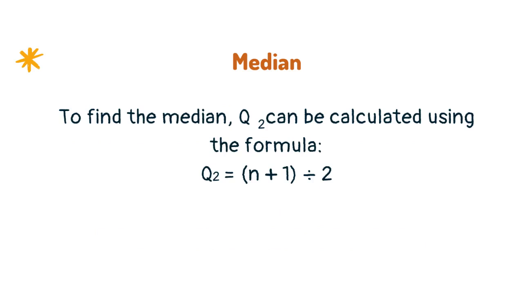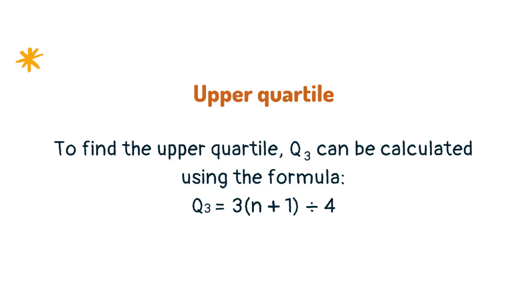To find the median, Q2 can be calculated using the formula Q2 equals (n plus 1) divided by 2, where n is the number of categories. To find the upper quartile, Q3 can be calculated using the formula Q3 equals 3 times (n plus 1) divided by 4, where n is the number of categories.